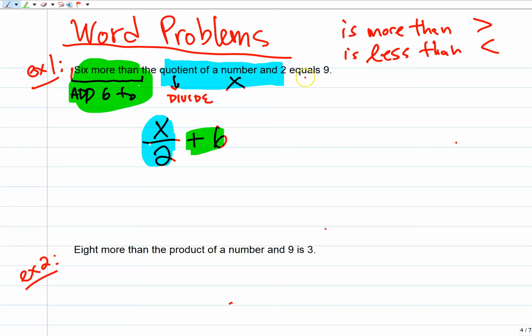How do you translate equals? 9. Welcome to words in math. Who'd have thunk it? Do you know how to solve this? How would you solve it?